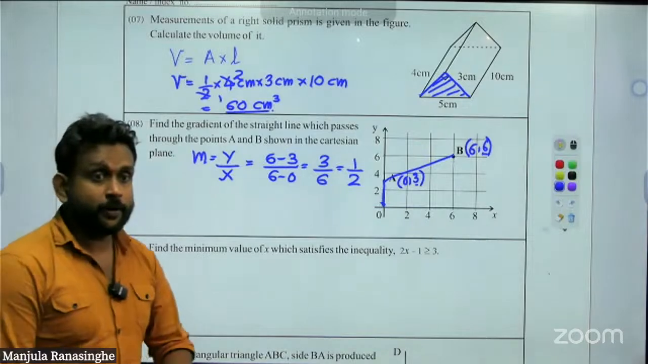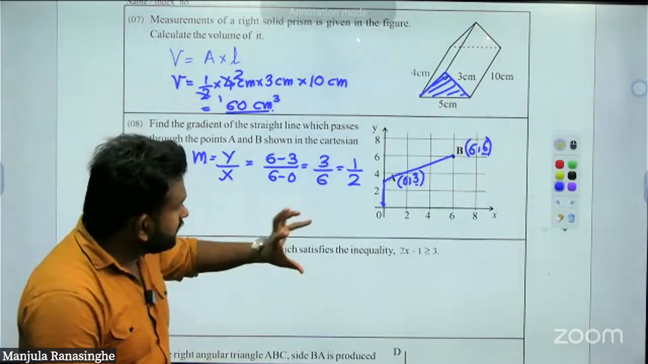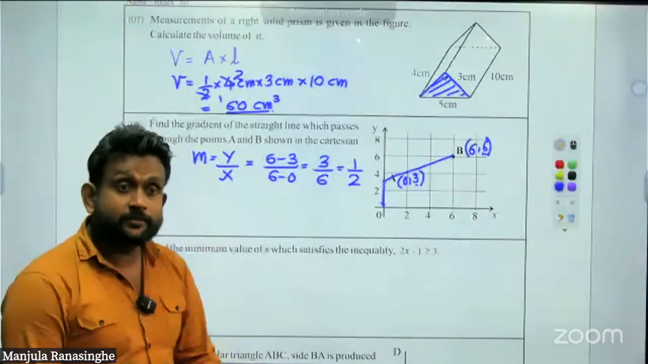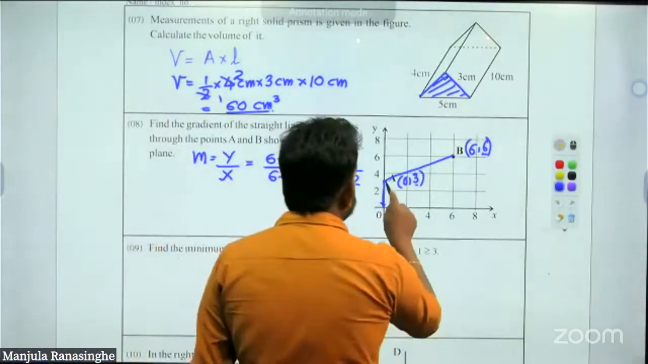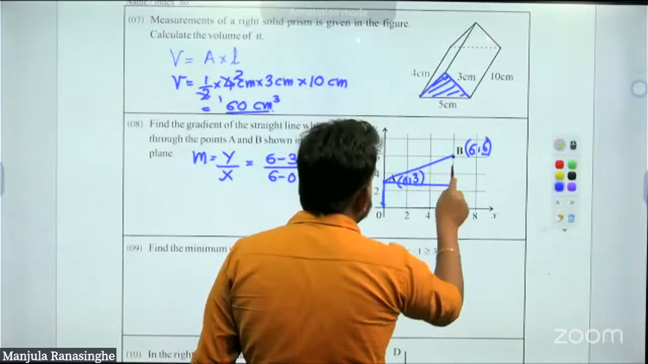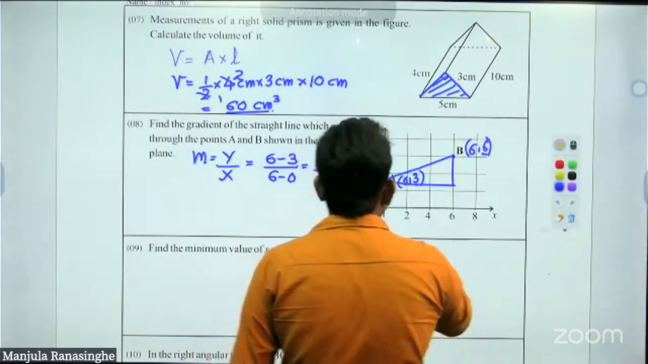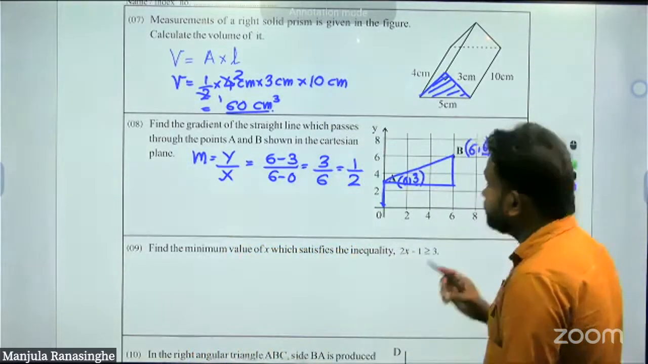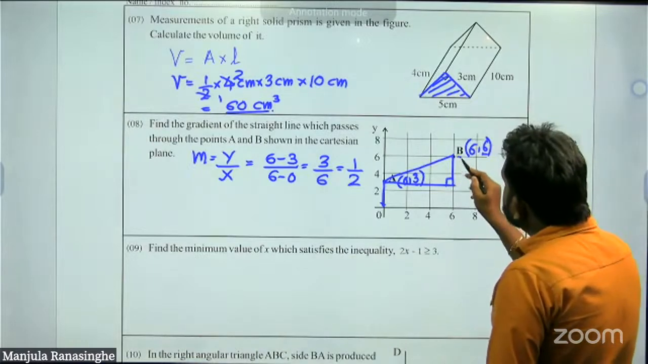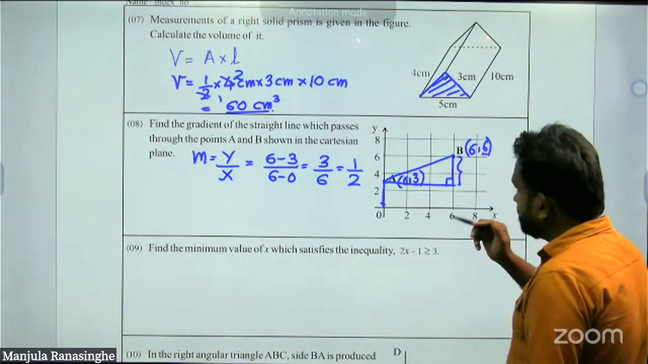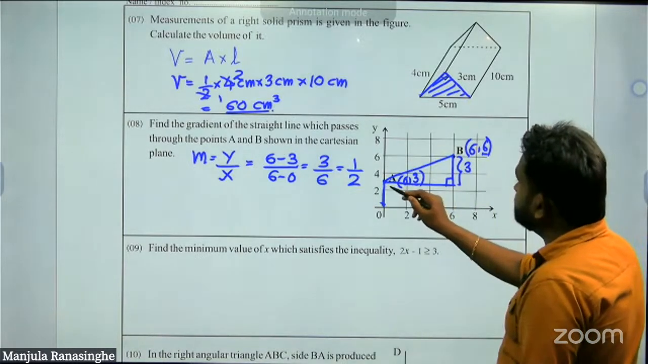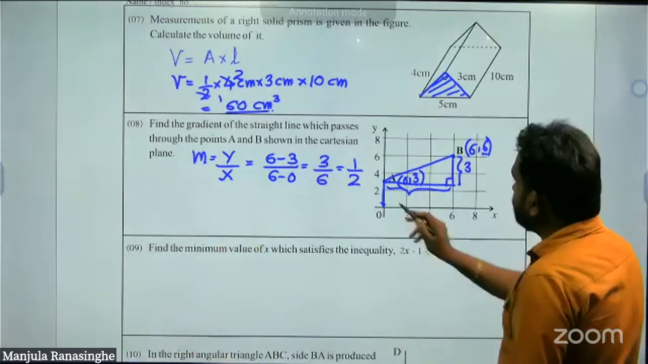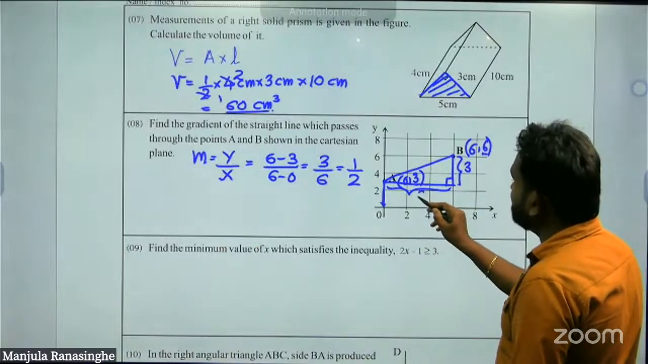Okay, so that is one method, but there is another method. Looking at this graph, you can also take the gradient. How? Just make a right angle triangle, with the line AB as the hypotenuse. Then take this vertical height. What is the vertical height? From 3 to 6, the gap, that is 3, divided by this horizontal length. What is the horizontal length? 0 to 6, that is 6.